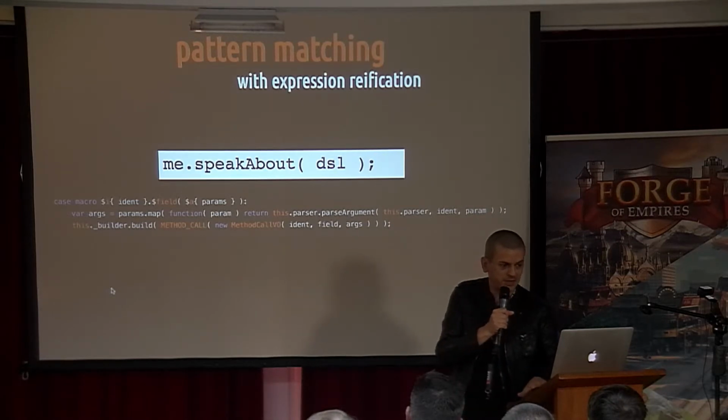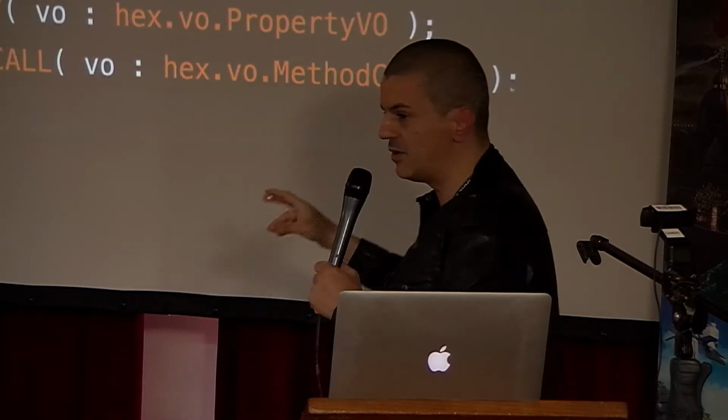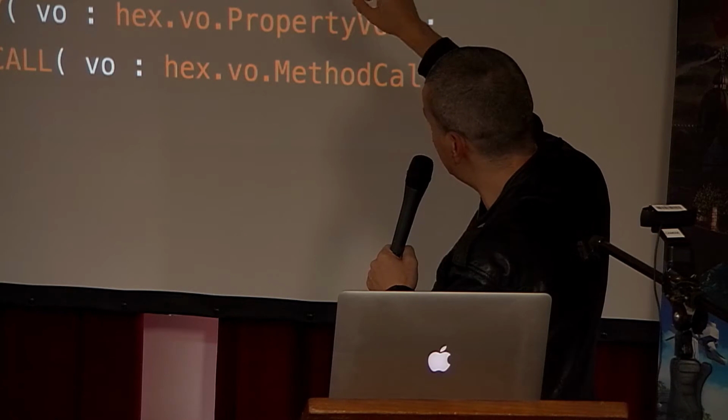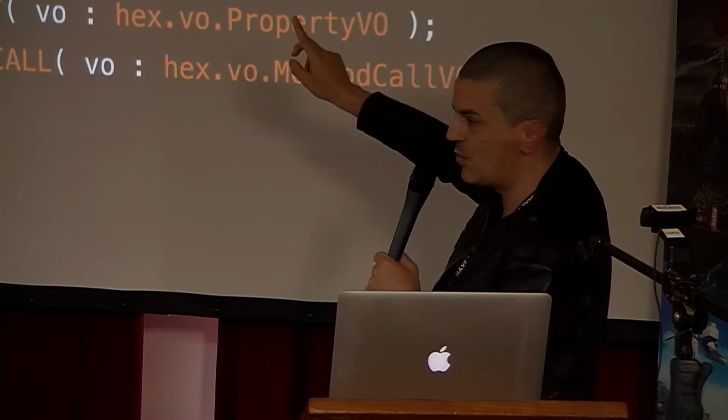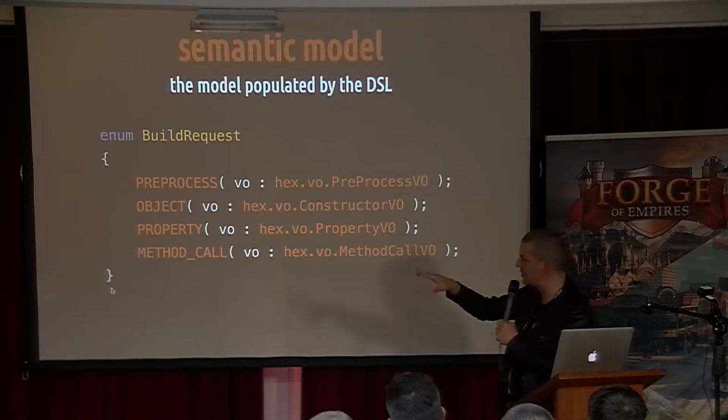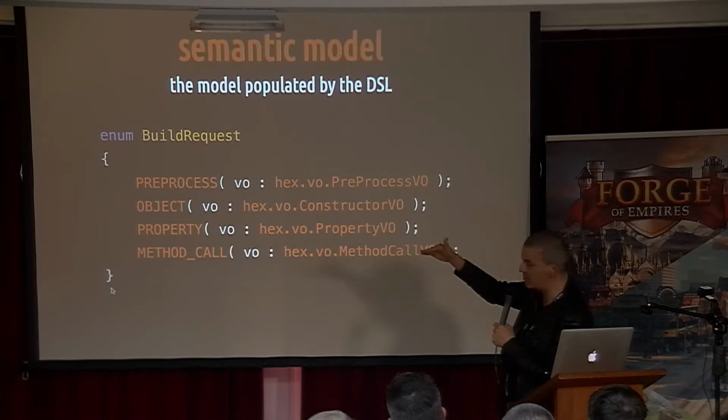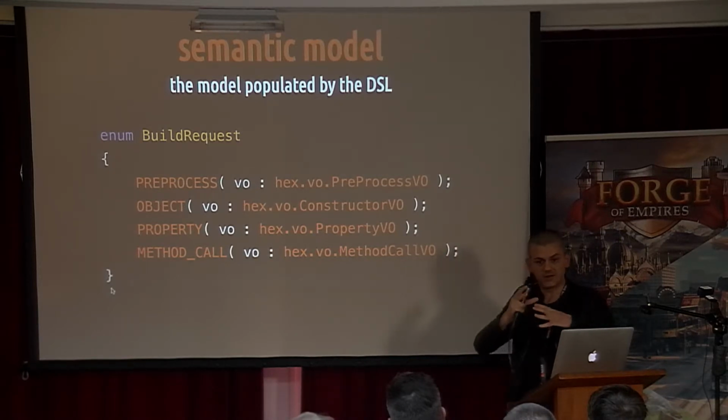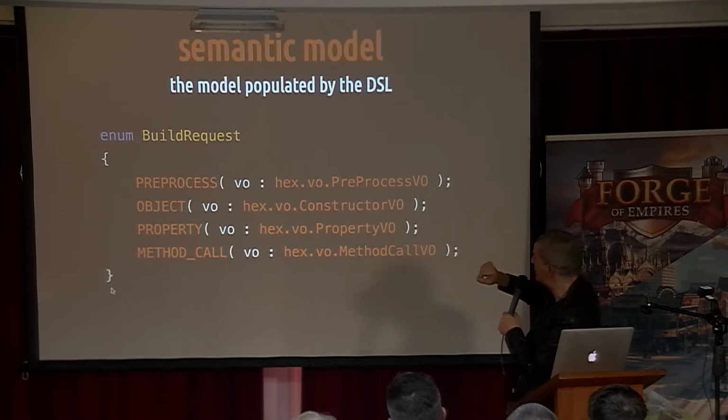So Haxe was my best friend for doing that. And because I previously had a semantic model with all my DSL engine, as you can see, for example, this is the smallest part of it. It's an enum, and it's what I can do with my model. So it's very simple. I can do some preprocessing, build objects, properties, and method calls. After, you can expand the engine. There are many repositories for that, but this is the small stuff.